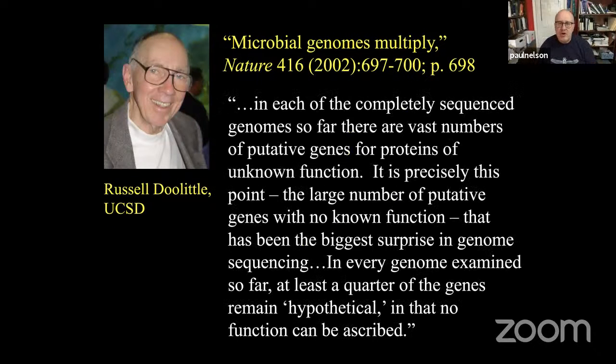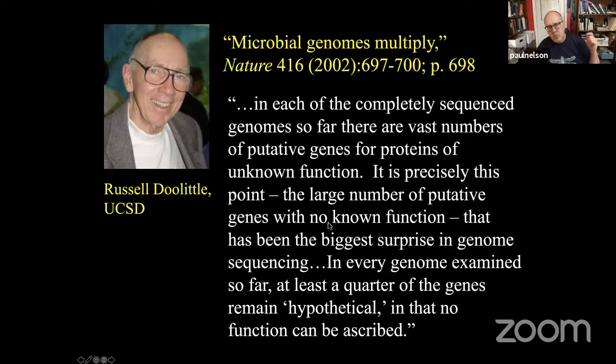Now, when this was noticed, it was noticed very early on. So Russell Doolittle, who spent his career at the University of California working on this and related puzzles, in a review article in Nature in 2002, said, "This is the biggest surprise. The large number of putative genes with no known function." Again, notice the connection between orphan status and no known function.